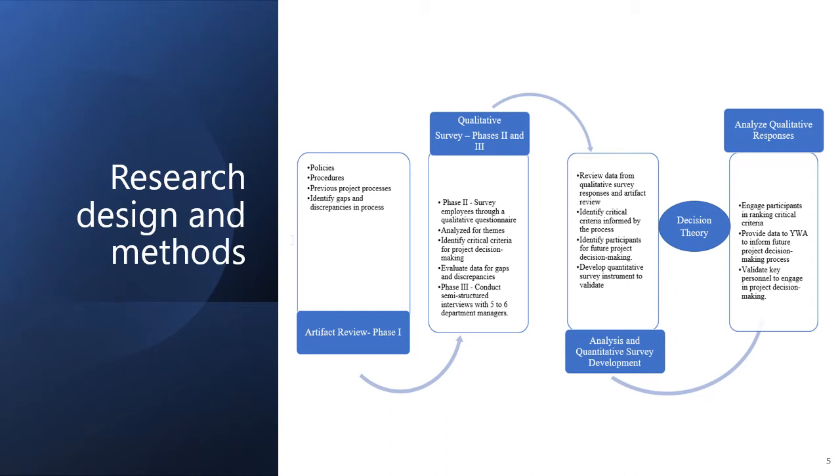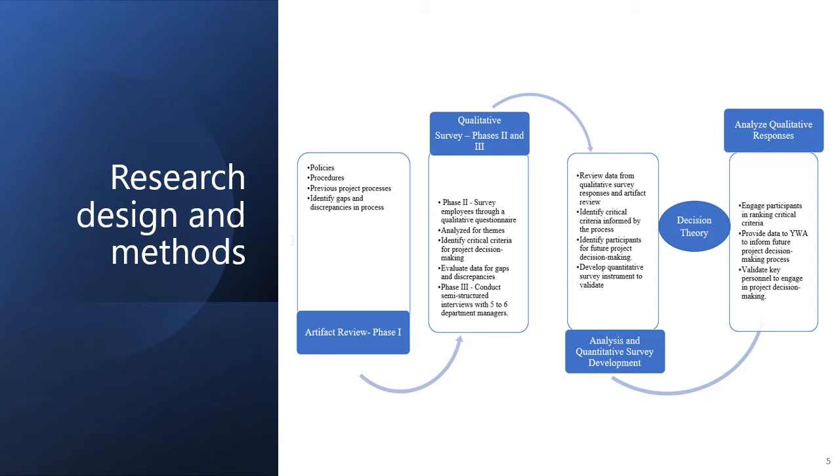From there, that generates questions for the employees on a qualitative survey that will go out to all employees. That will come back. Then through that, we'll identify those themes and bounce that off of the artifact review. So we'll do some analysis there. And then from there, again, develop critical criteria that have been identified through these two tools so far.